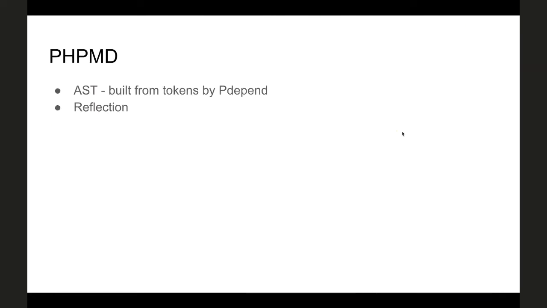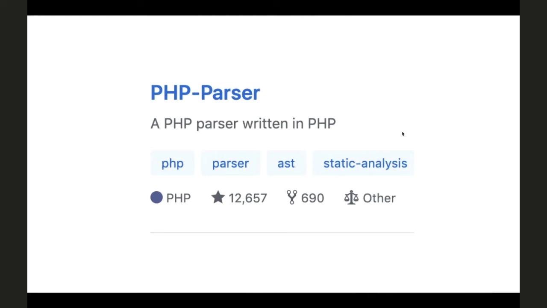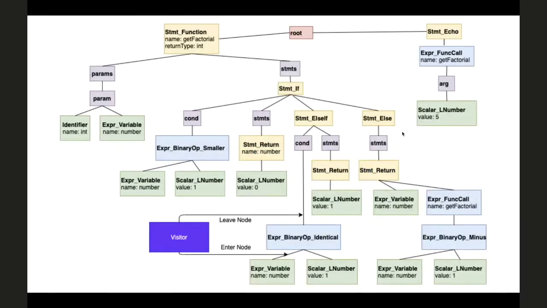And this is actually how PHP Mess Detector works. It builds the abstract syntax tree with the PDepend library and uses PHP reflection to collect different metrics and check if your code is good enough to meet these metrics or not. And there is also an alternative library called PHP Parser, written by Nikita Popov. It provides the possibility not only to build an abstract syntax tree, but also to create a visitor which can traverse this tree.